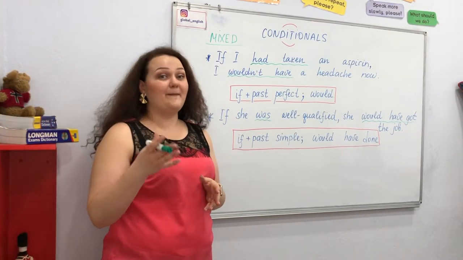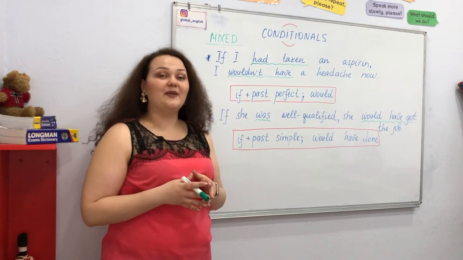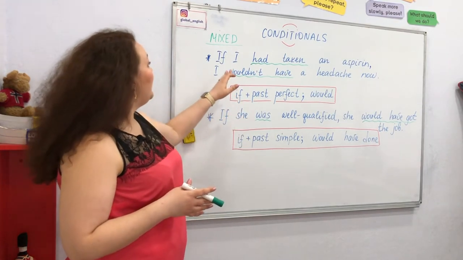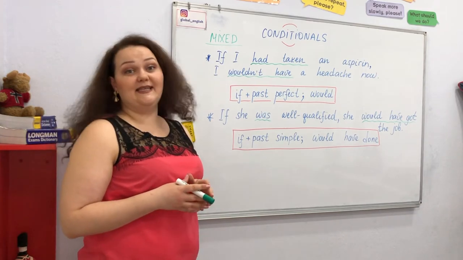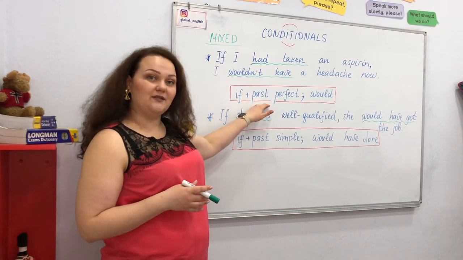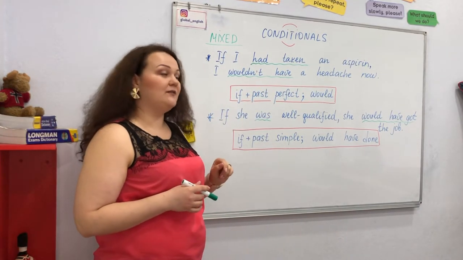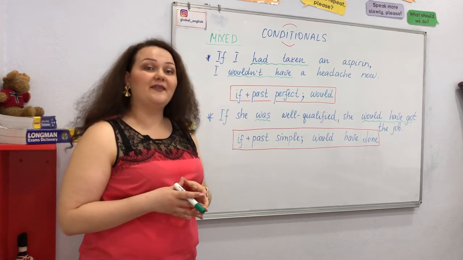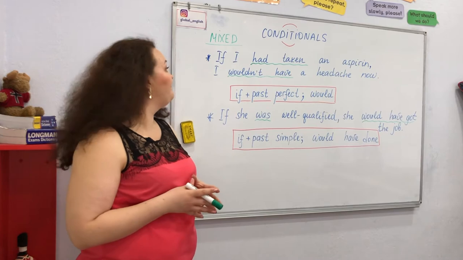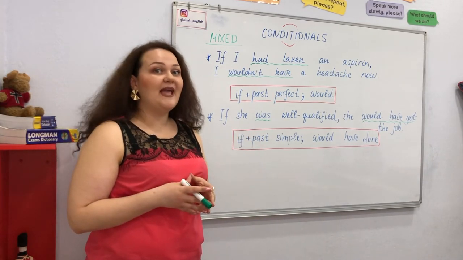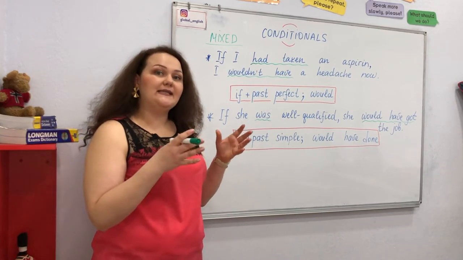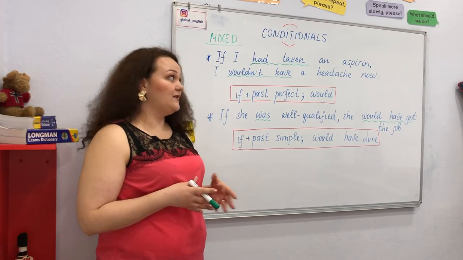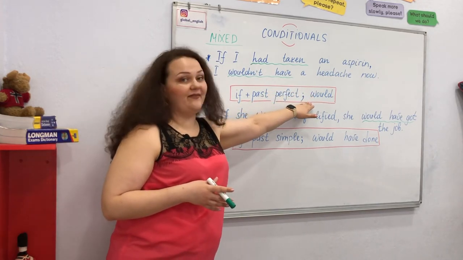Sometimes conditionals are mixed. This means that the time in the if clause is not the same as the time in the main clause. Let's have a look at the examples. If I had taken an aspirin, I wouldn't have a headache now. We have if plus past perfect, which we have taken from the third conditional. I wouldn't have a headache, with would in the main clause, which means that this situation is about present time. What does it mean? Well, I have a headache now, unfortunately, but I didn't take an aspirin, let's say 2 hours ago, 3 hours ago, so somewhere in the past. That's why we take this from the third one and this from the second one.